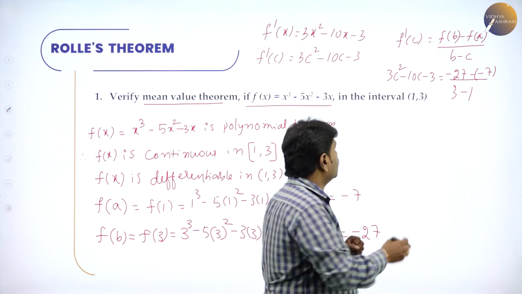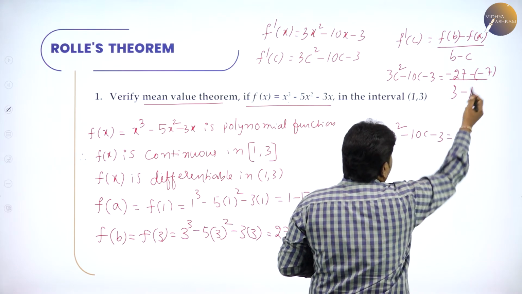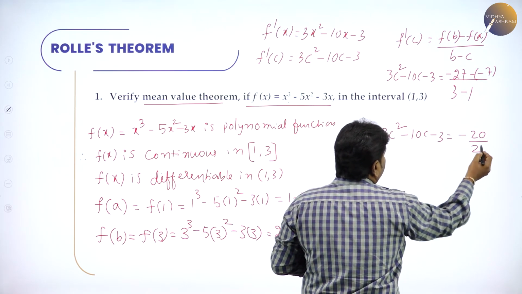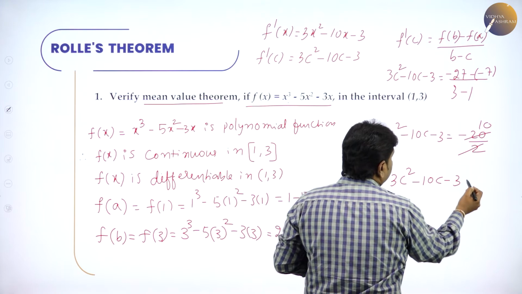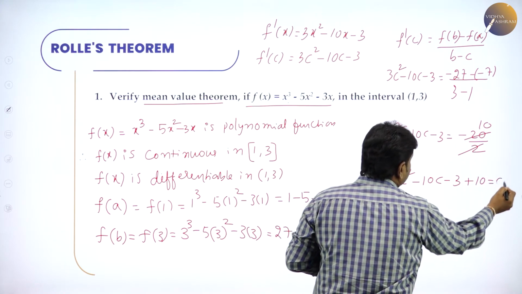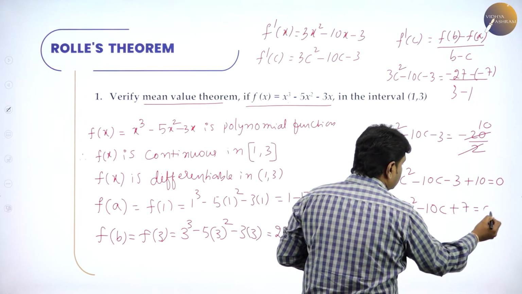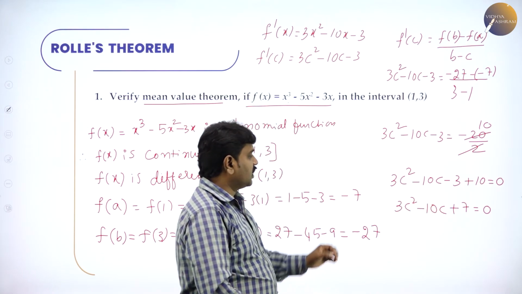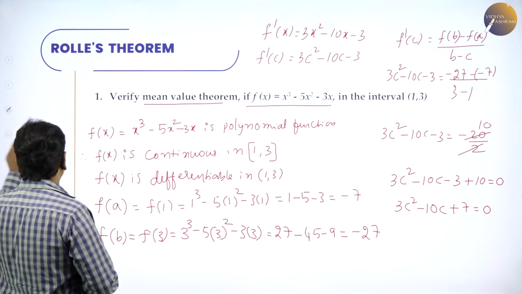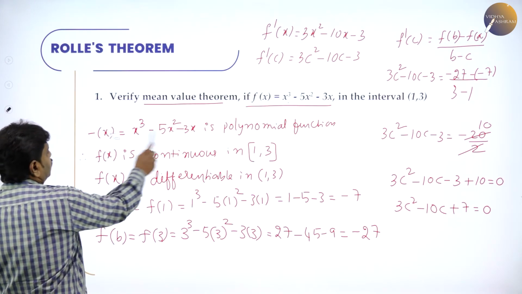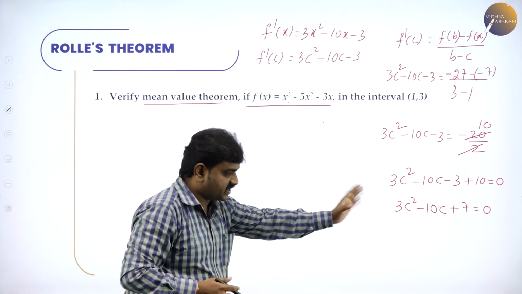Simplify this further. So 3c square minus 10c minus 3 is equal to, minus of minus becomes plus, 10 divided by 2. So 2 ones are 2, 2 fives are 10. So 3c square minus 10c minus 3. Bring this side, so it will become plus 10 is equal to 0. So 3c square minus 10c plus 7 is equal to what? 0. Now we have to do middle term factorization and get two values for c. I hope all of you understood till this. Now let me erase the first part because it is simple. What is the first part? We proved continuity and differentiability. Okay, now f dash c we have done.